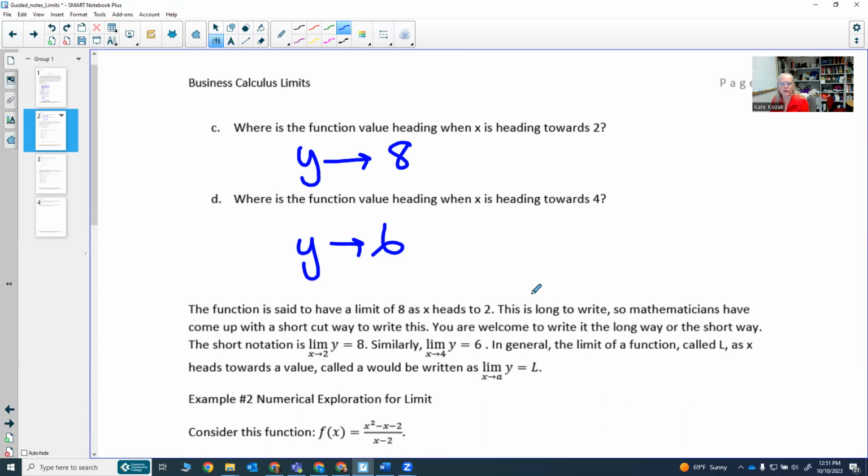This is long to write, so mathematicians have come up with a shortcut way to write this. You're welcome to write it the long way or the short way. The short notation is the limit as x goes to 2 of y equals 8. Similarly, the limit as x goes to 4 of y is 6. In general, the limit of a function is called L as x heads towards a value called A, would be written as the limit as x goes to A of y equals L.